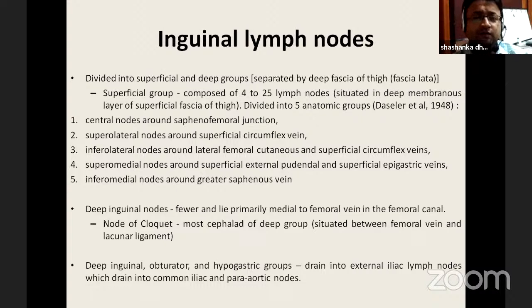You put a central point and then put 4 points around it: superolateral, inferolateral, superomedial, inferomedial. So these are the 5 anatomic groups of lymph nodes in the inguinal region.